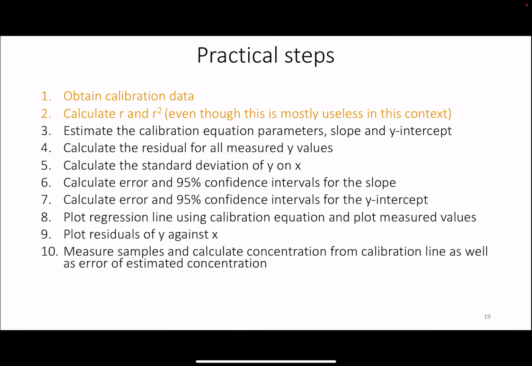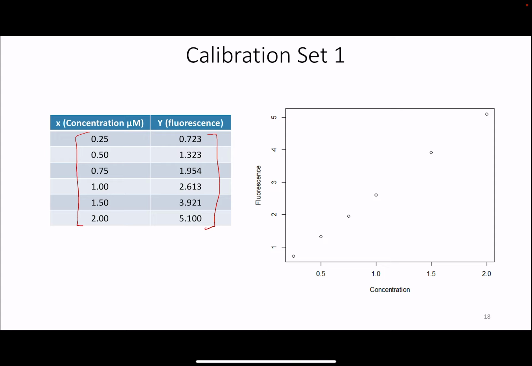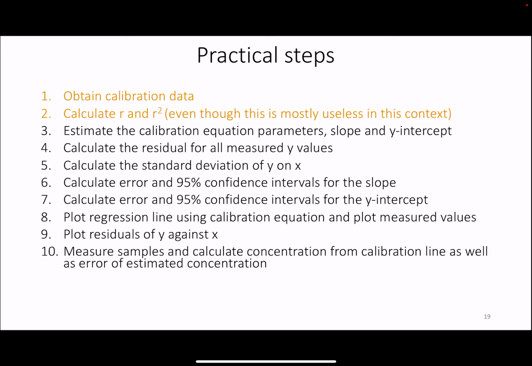So the first thing you want to do, well, you can plot it first. You can see here you've got concentration on the x-axis and fluorescence on the y-axis, and it's looking quite like a straight line, so that's a good first step. But the first thing you want to do is calculate R and R squared. And I've got in parentheses here, even though this is mostly useless in this context. Well, you still do it, but I'll explain in a moment why it's mostly useless.